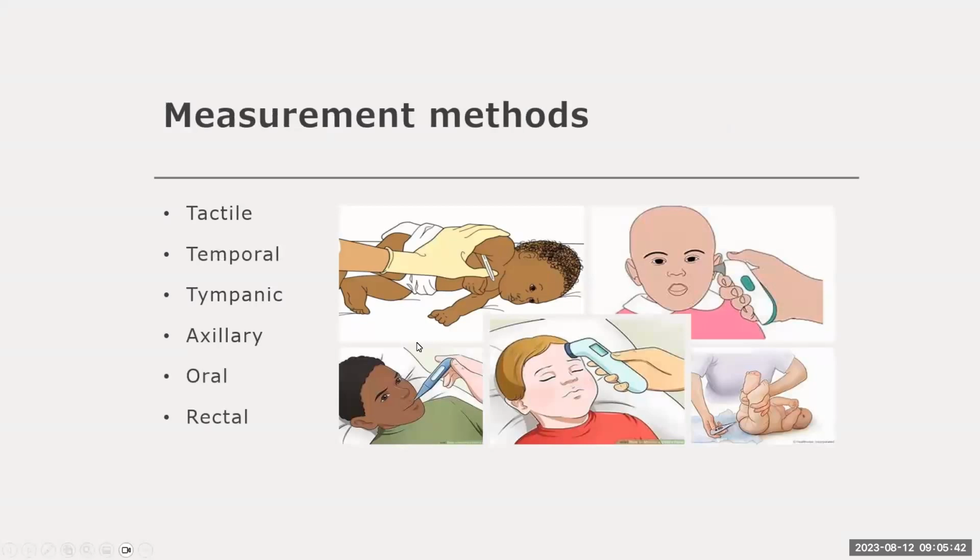So first is method. As I was mentioning earlier, the body temperature varies depending on where you're taking the temperature from. That's why it's important for you to know where the temperature is taken. It might change your approach a little bit. On the slide here are the common methods of measuring temperature. I arranged them from the least reliable to the most reliable.